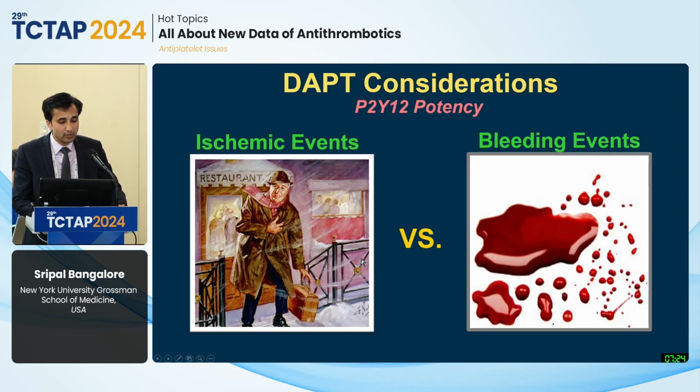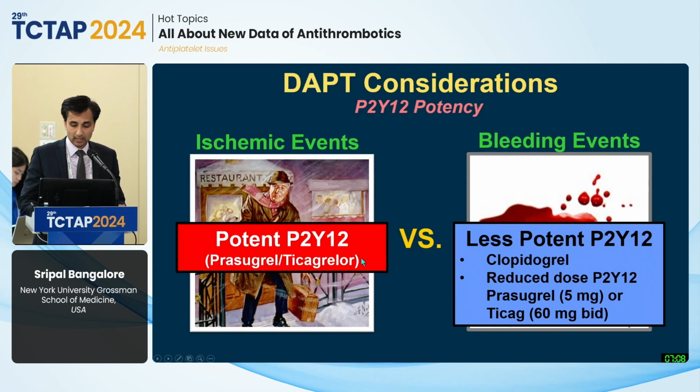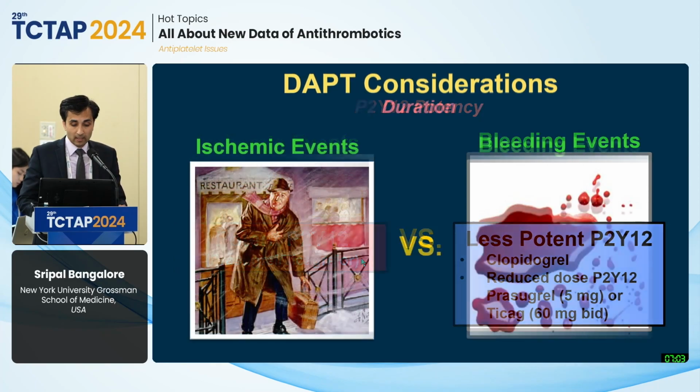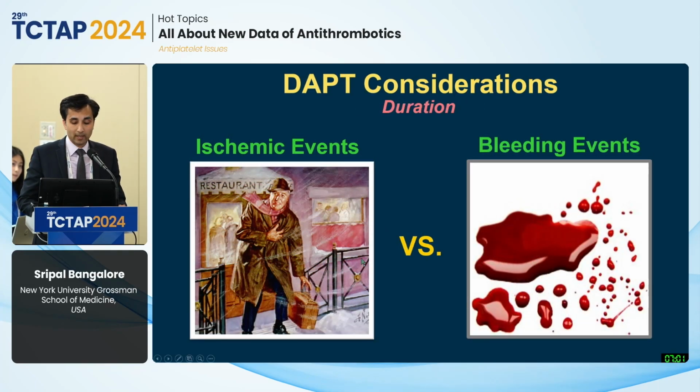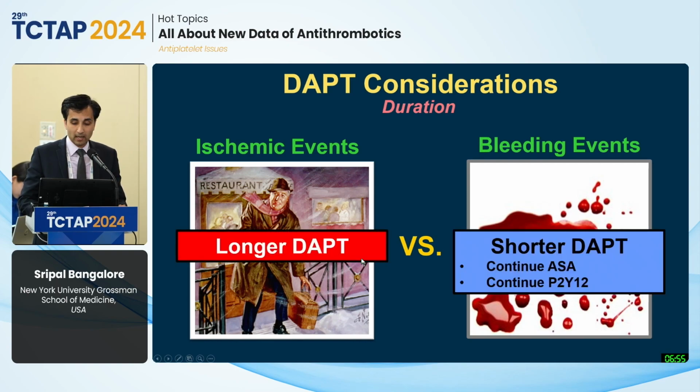So in terms of DAPT consideration, if you purely look at P2Y12 potency, in order to prevent ischemic events, we should be using more potent P2Y12 agents, typically prasugrel, ticagrelor. And to reduce bleeding events, we should be using less potent P2Y12, which is either clopidogrel or reduced dose P2Y12. In terms of duration for DAPT consideration, to reduce ischemic events, potentially longer DAPT, and to reduce bleeding events, potentially shorter DAPT, either by continuing aspirin alone or by continuing P2Y12 alone.